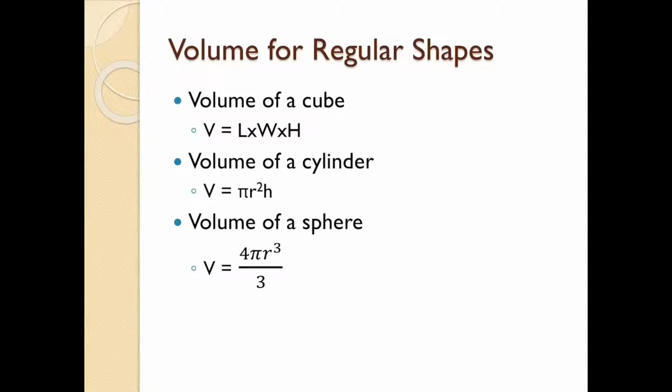So here are some regular shaped equations. We've got the volume of the cube: length times width times height. We've got the volume of a cylinder, which is pi r squared times height. And then we've got the volume of the sphere. This is 4 pi r cubed over 3. The one we're going to be using the most is the first one, because most of the questions that would require the equation are going to have to do with rectangles and cubes.